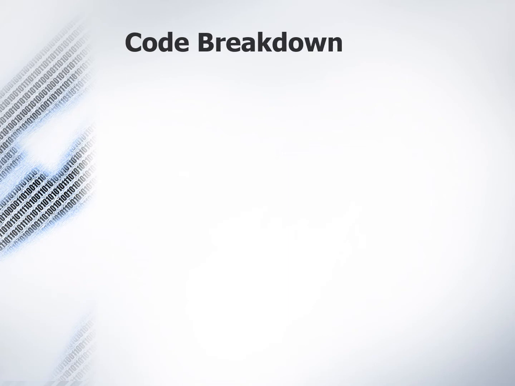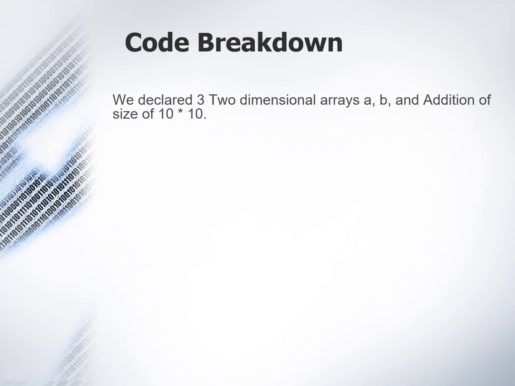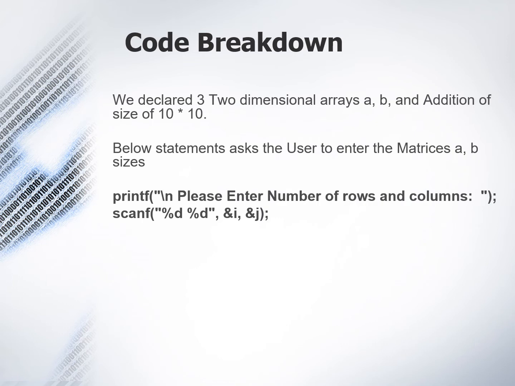Now that we have seen the code, let us discuss it in detail. So here's the code breakdown. We have declared three two-dimensional arrays A, B, and addition of size 10 by 10. The statements below ask the user to enter the matrix sizes. These are the statements that will take the input for the size of matrices A and B.